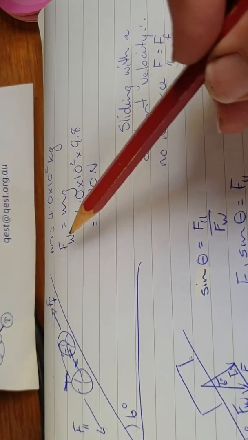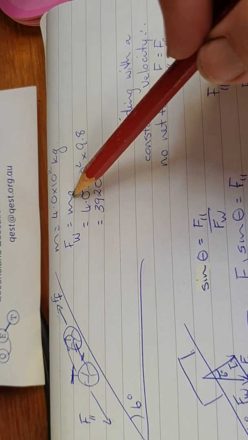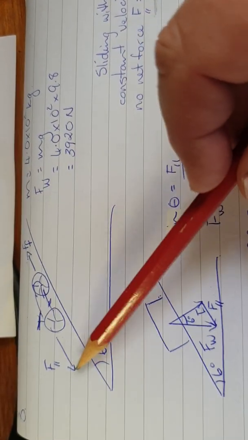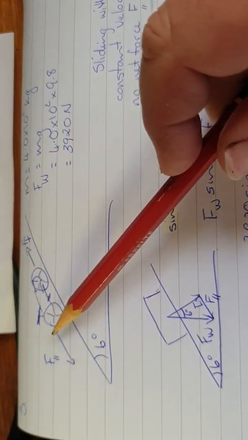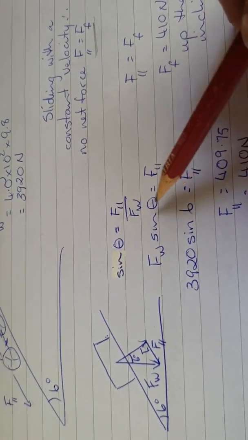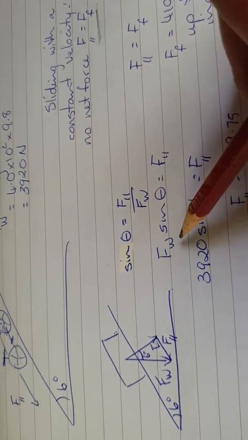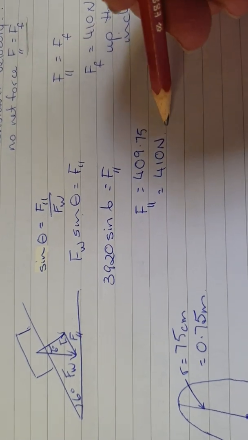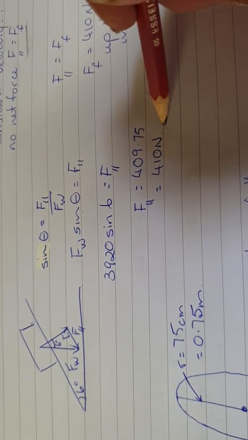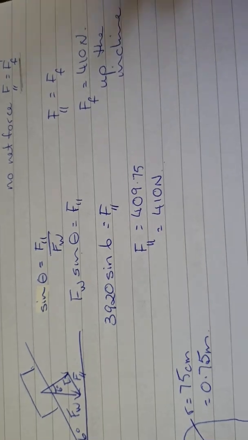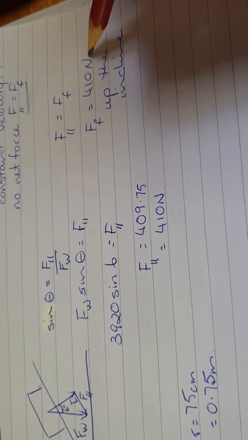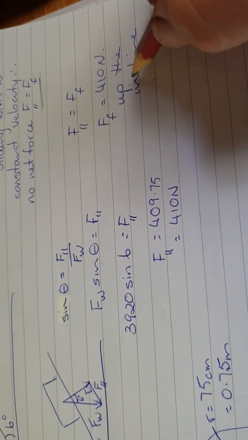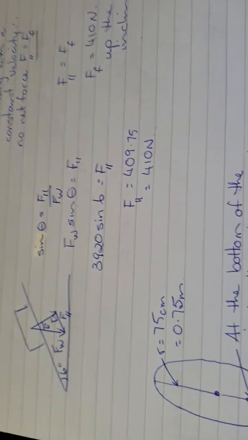All right, so again, we need the weight from the mass, so mg, and we want that component down the slope because the force of friction is going to be equal to it. So it's the same as before. The force parallel is equal to the weight times sine theta. That gives me the force down the slope. So the force of friction is going to be equal to that, but up the incline. Don't forget, put your direction in because it's a vector.